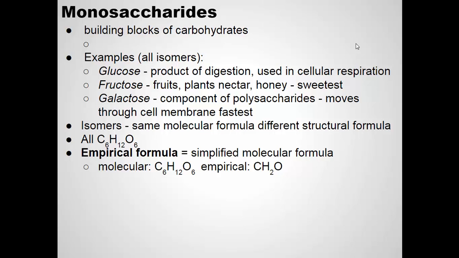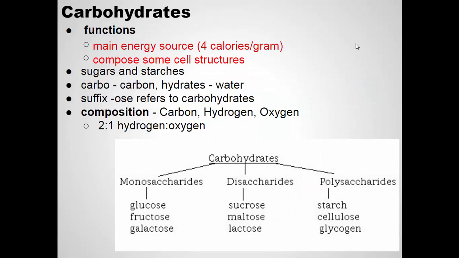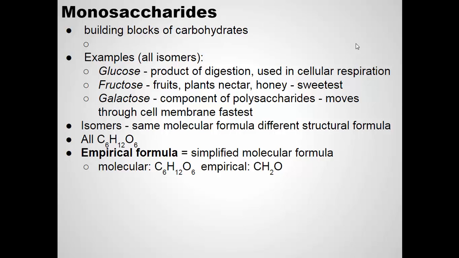So let's talk about first the monosaccharides, mono meaning 1. The formula for a monosaccharide is always C6H12O6. Now we always call that what? Glucose, but it can also be other things. It can be fructose, it can be galactose. So how could the same formula be those three different things?